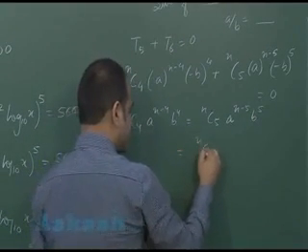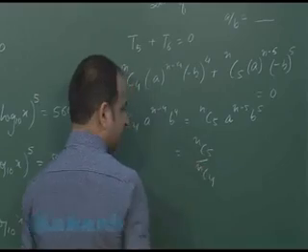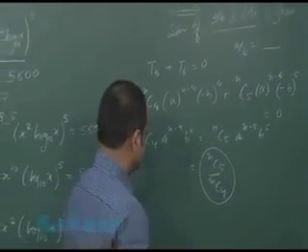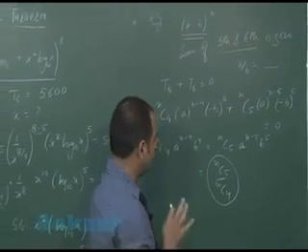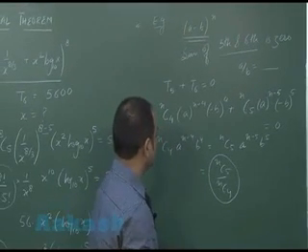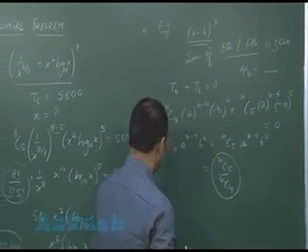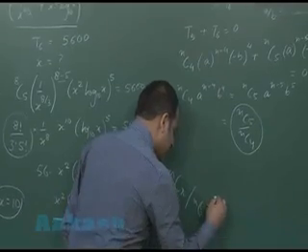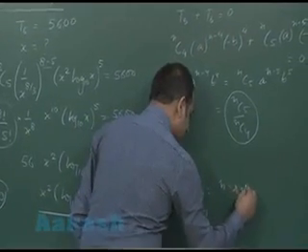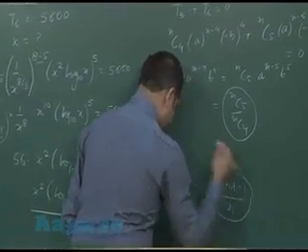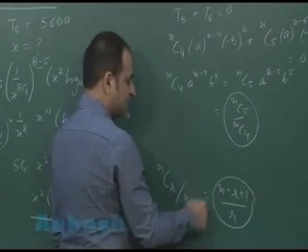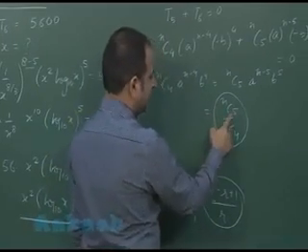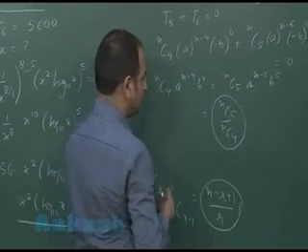We know what is the ratio of nC5 upon nC4. Please remember this ratio because this is what we will be using very frequently. I have told you in the chapter permutation and combination, that nCr upon nCr minus 1 is equal to n minus r plus 1 upon r. So this is the same ratio here. Here r is equal to 5, so we will use that here.